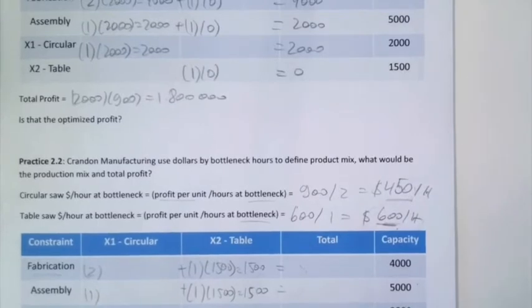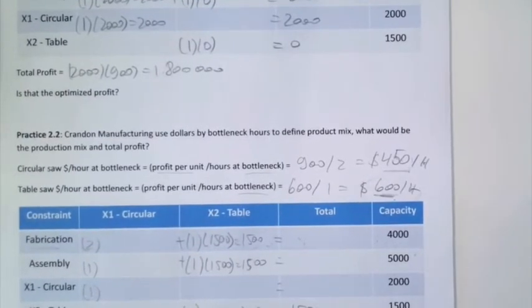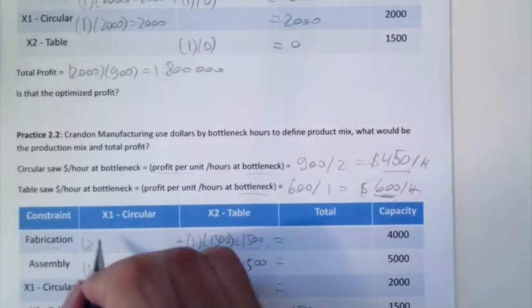So the next one here will be the X1. How many X1 can I produce? Can I produce the 2000 X1s? No. I have to take a look at what's left over here, right? So I use 1500. The capacity is 4000. So I still have 2500 hours available, right? But I have to divide by 2 because it takes 2 hours here. So that gives me 1250.